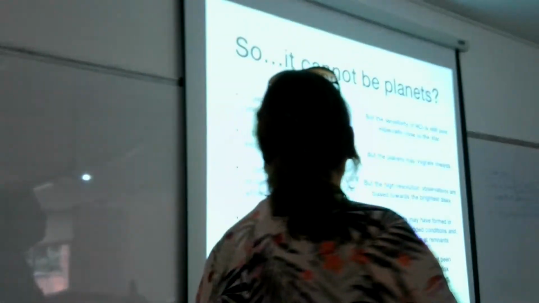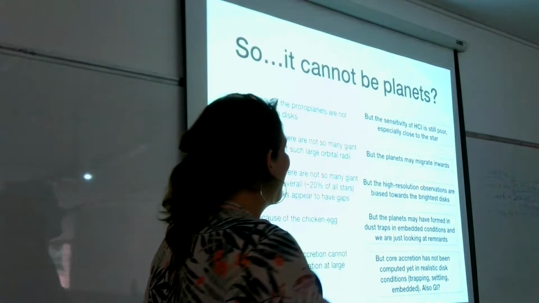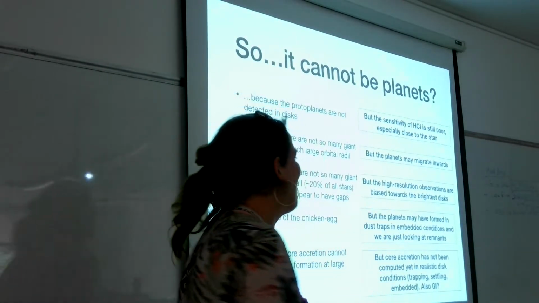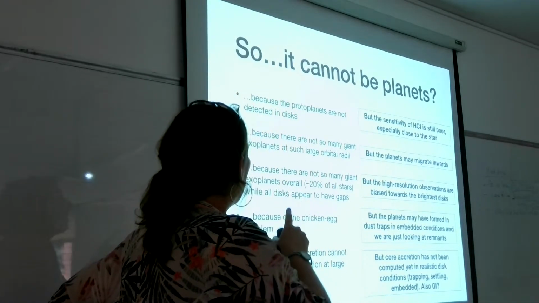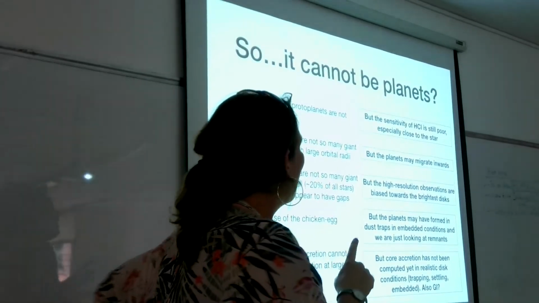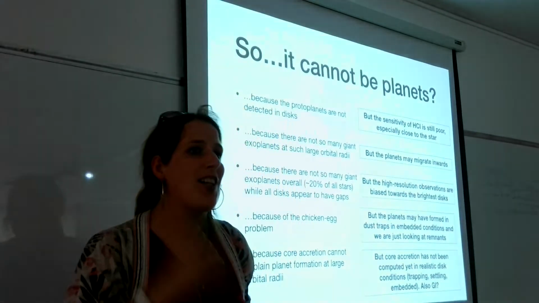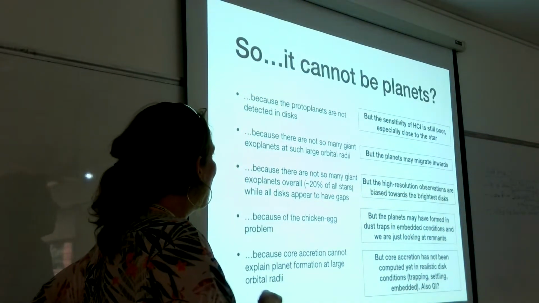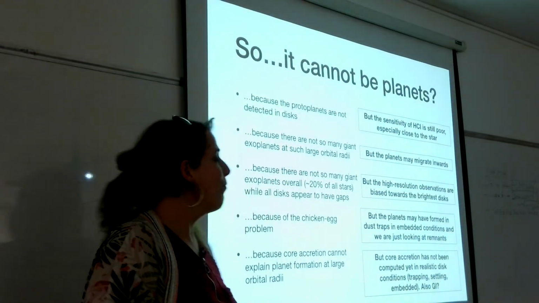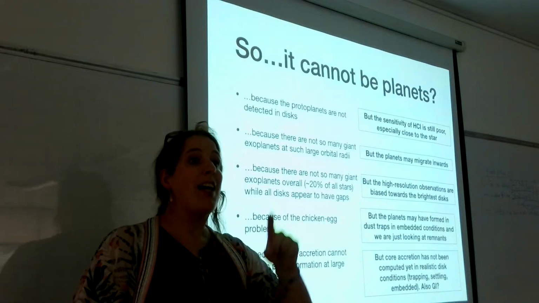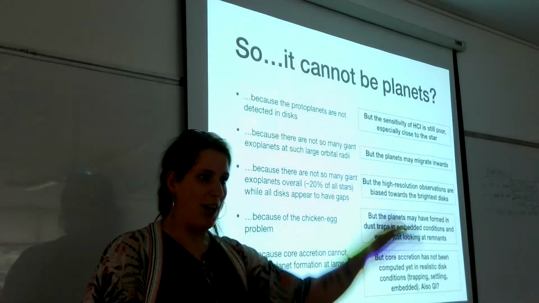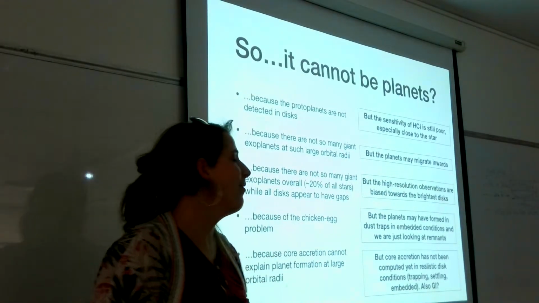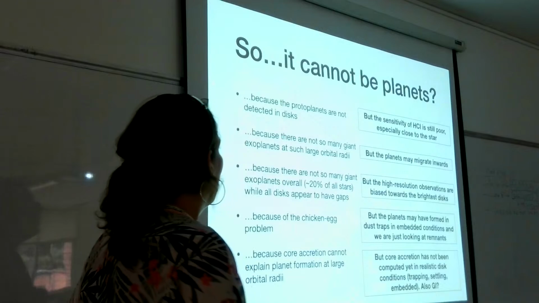So now I'm going to argue against all of these points. I'm not saying I'm right, I'm just saying I can argue against all of these points. Protoplanets not being detected: the sensitivity of high contrast imaging is still poor, especially close to the star. We've seen that in that context. Exoplanets in the current population: the planets may migrate inwards. So maybe the planets that are present in the disk carving the gaps end up much closer to the star. So we cannot do that comparison one-to-one.